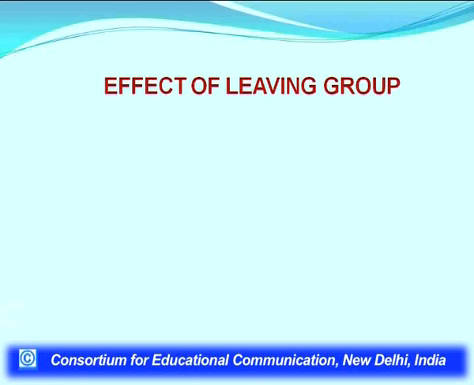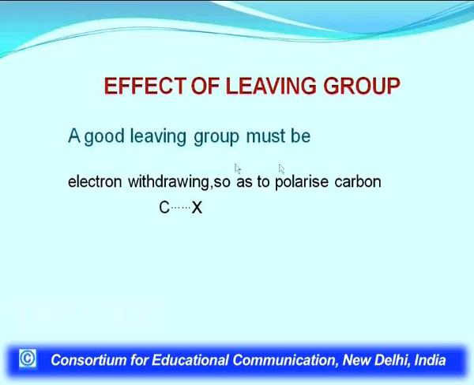Leaving group means the halide ion here, specifically, although when we discuss this reaction with respect to other functional groups, then in general we will talk about other factors for the leaving group. A good leaving group must be electron withdrawing so as to polarize the carbon halogen bond. There is a carbon halogen bond in the molecule. If this halogen has higher electronegativity, only then will it be partially polarized. So the more the electronegativity, or the more the electron withdrawing power, the more the bond will be polarized.